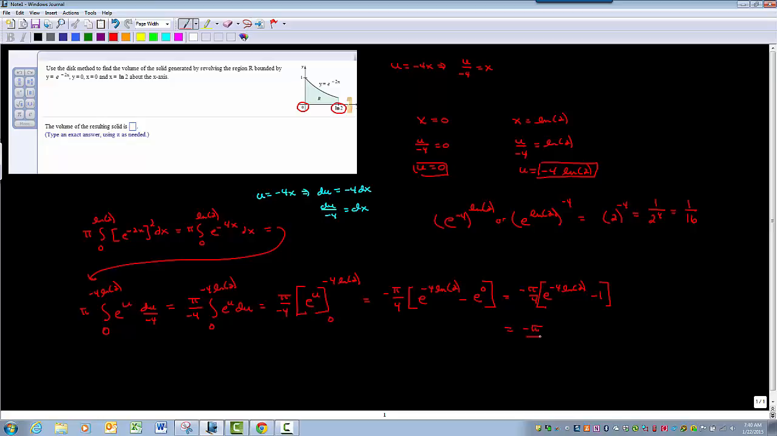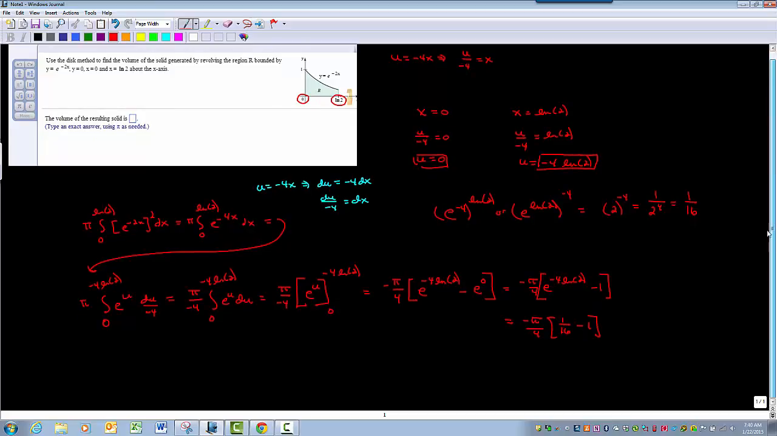So this would be negative pi over 4 times 1/16 minus 1. Okay, so let's just finish this guy out. We're almost done. So 1/16 minus 16/16 is negative 15/16. Okay, so it's going to be positive, and so that'll be 15 pi over 64, it looks like.